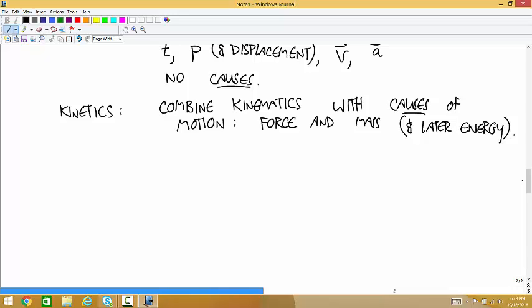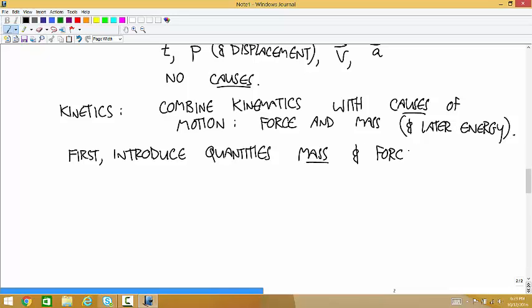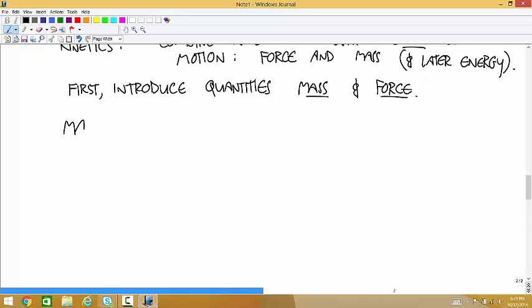And so before we go on to equations that we can use to do kinetics calculations, we have to talk about what mass is and what force is. So first we have to introduce these 2 new quantities. Mass and force. And I'll do mass first because that's sort of the simpler one. Mass is a measure of an object's resistance to acceleration.